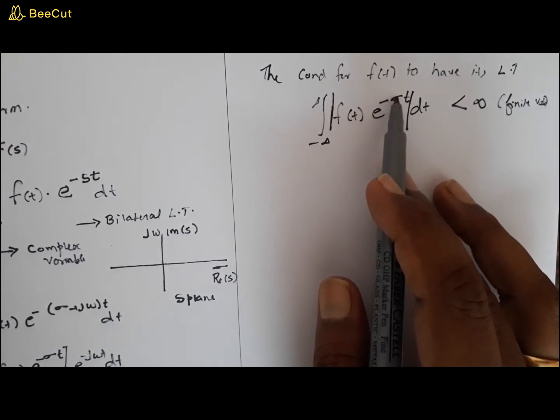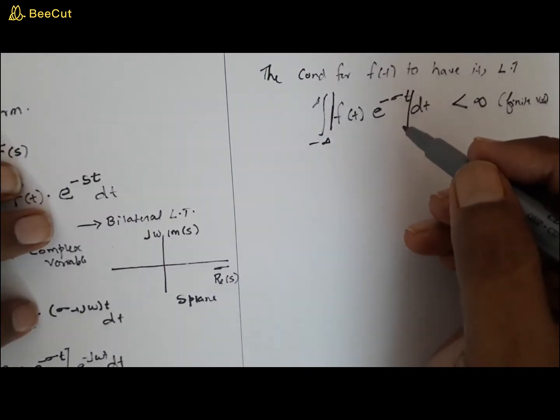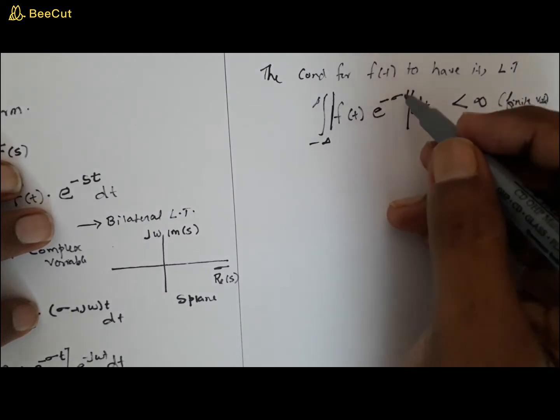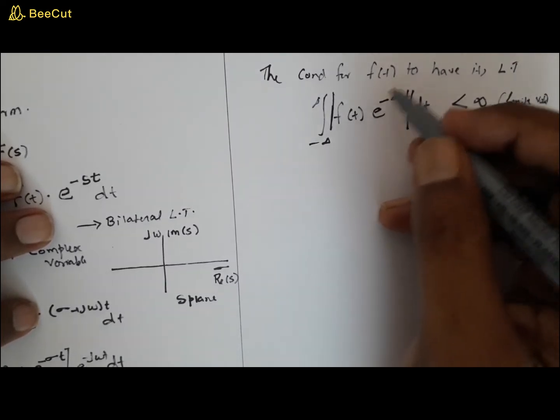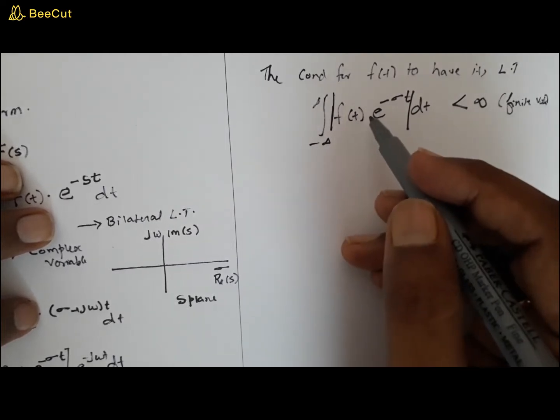Isn't it? As long as sigma is positive. Now what will happen when sigma is less than 0? So e raised to minus sigma t becomes positive. That means this is no longer a limiting function.